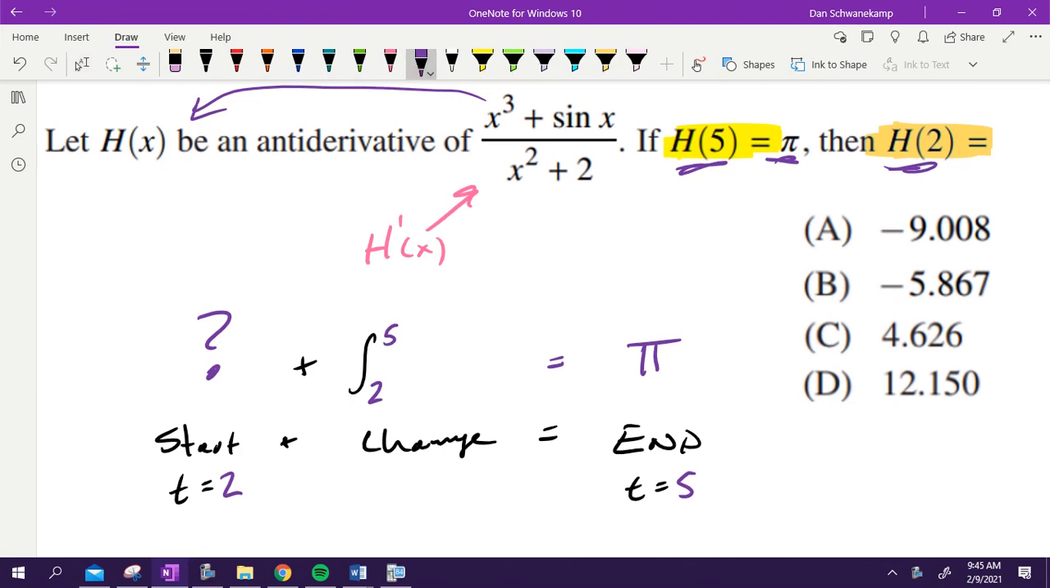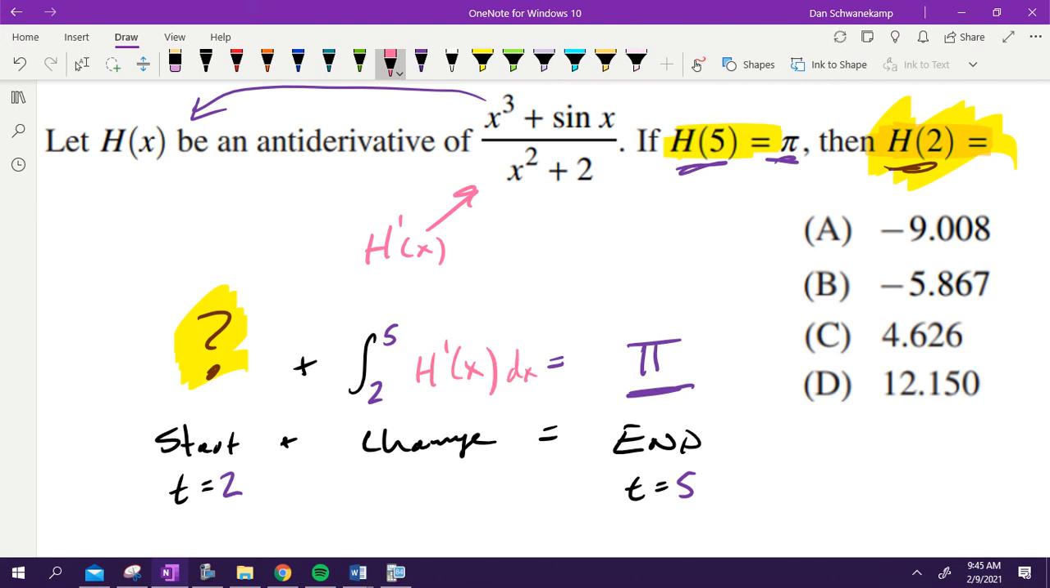Okay, so our starting value is at time equals 2. Our ending value is going to be t equals 5, and we know what that is. It's pi. Our ultimate goal is to figure out where we started. We're trying to find h of 2. We said we were going to integrate from 2 to 5. That will tell me the change. And what am I going to integrate? H prime of x. That is what I'm going to integrate there.